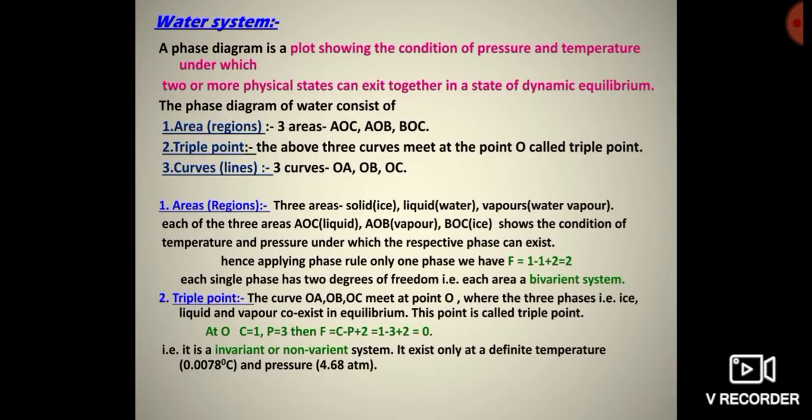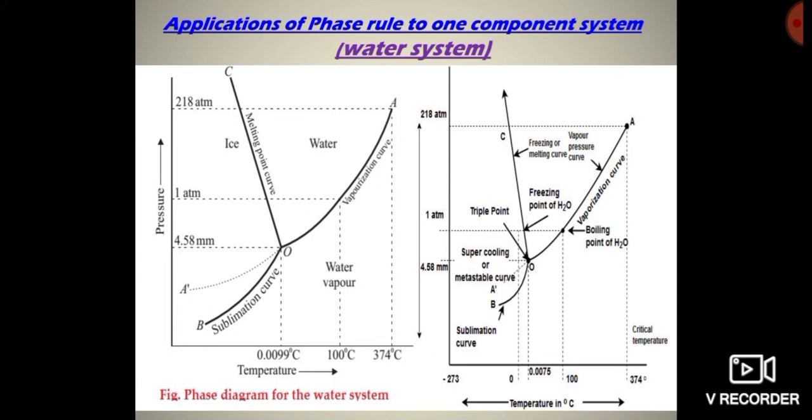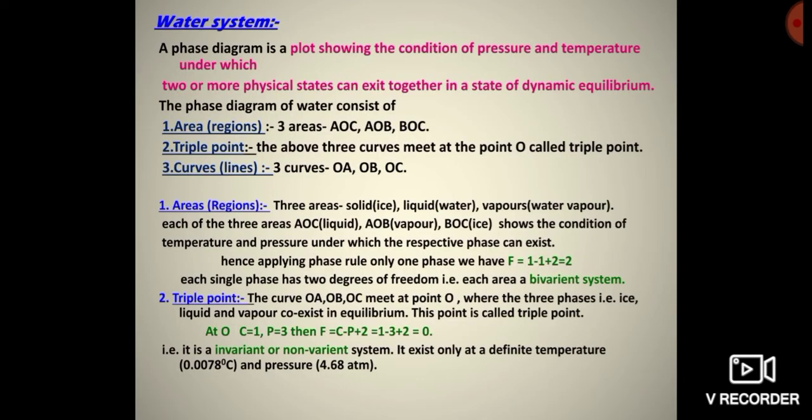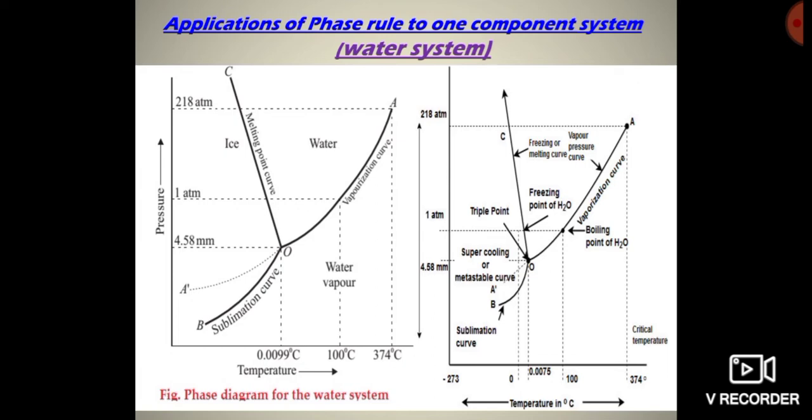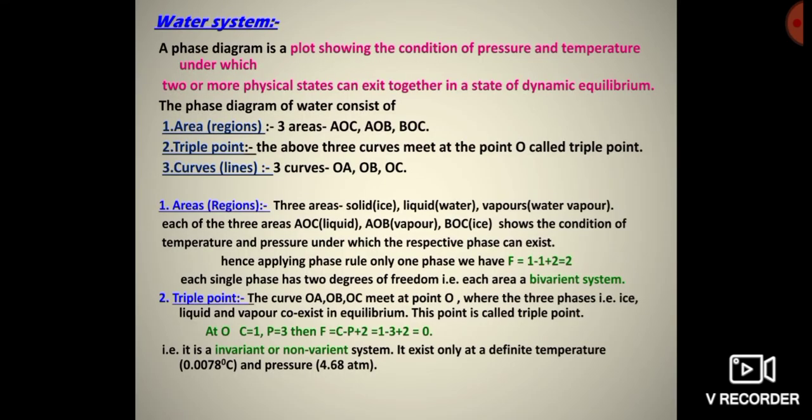Next, the second one is the triple point. The 3 curves must meet at the point O, called the triple point. So all three curves meet at that point. We call it the triple point. Next one is curves, lines. There are three curves: OA, OB, and OC. Okay. Next, first one, areas, regions.